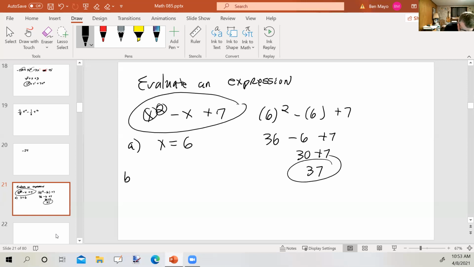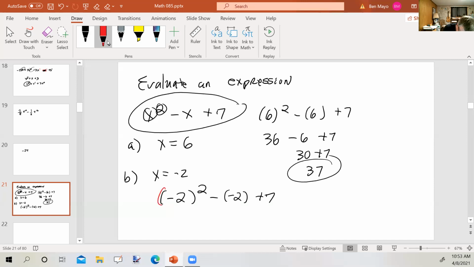Let's take a look at another example. We're going to use the same trinomial, but now we're going to say that x equals -2. So we're going to have (-2) squared minus (-2) plus 7. It's critical that I put these parentheses around what was x, because this is not equal to that.